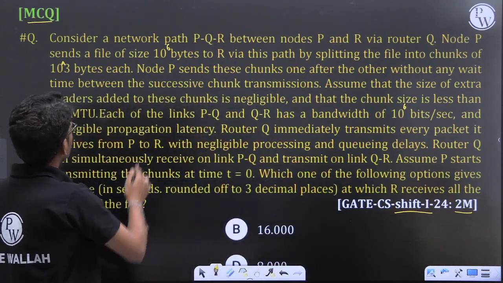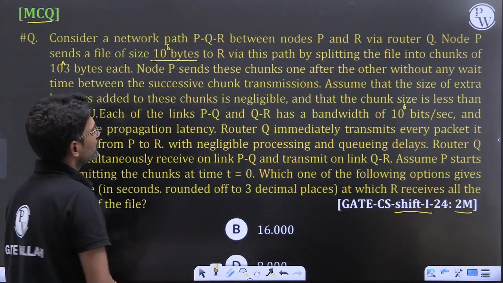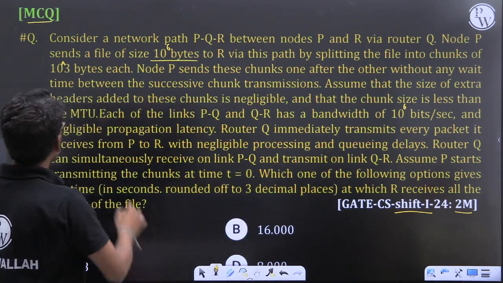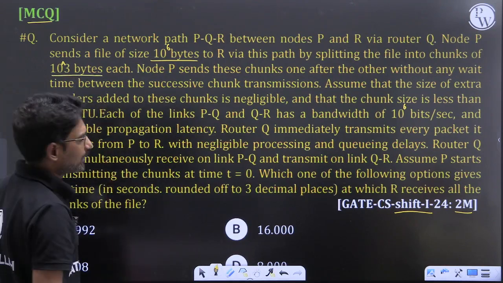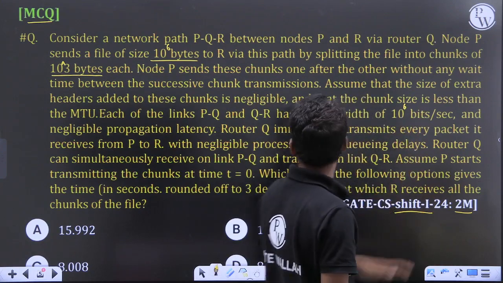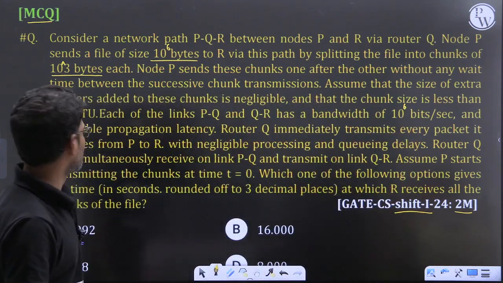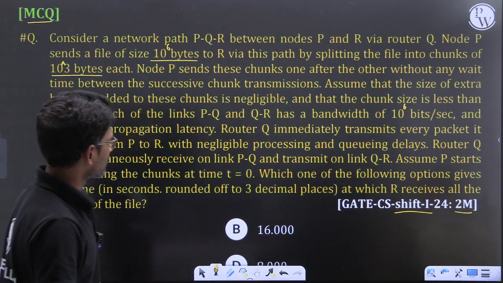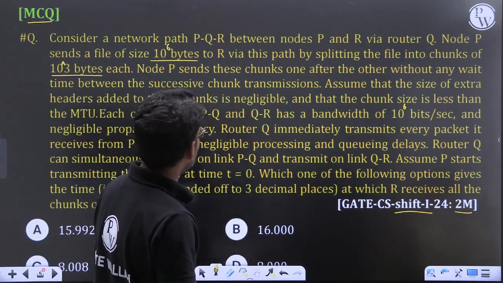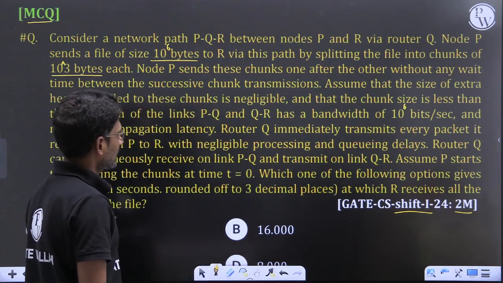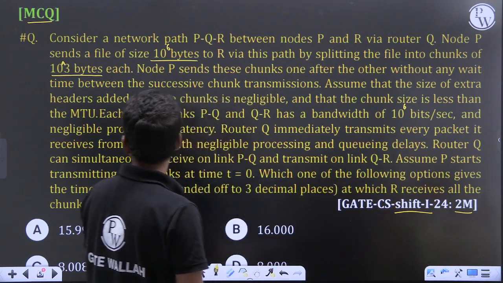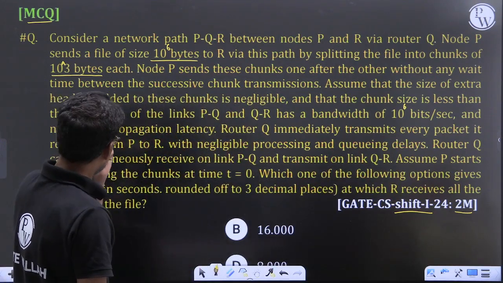The question is: consider a network path PQR between nodes P and R via router Q. Node P sends a file of size 10 raised to 6 bytes to R via this path by splitting the file into chunks of 10 cube bytes each. Node P sends these chunks one after the other without any wait time between the successive chunk transmissions. Assume that the size of extra headers added is negligible and the chunk size is less than the MTU, so no further splitting.